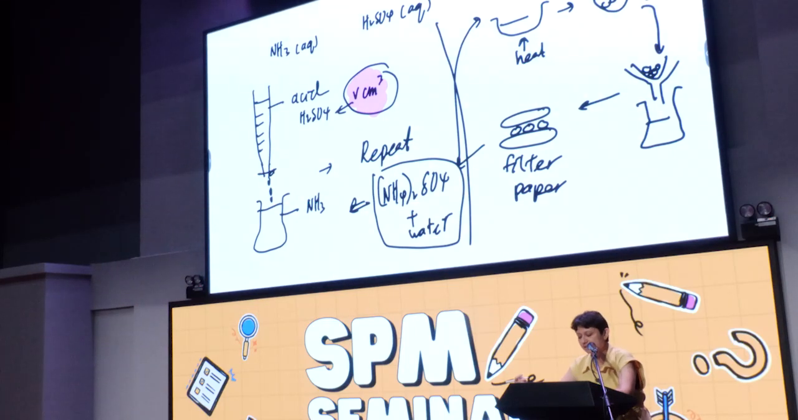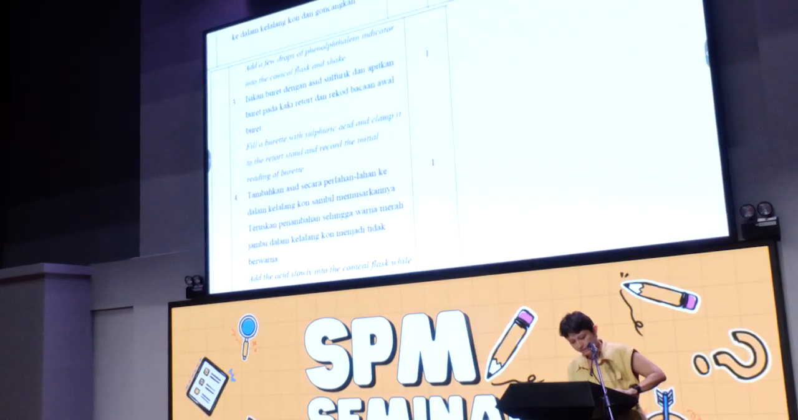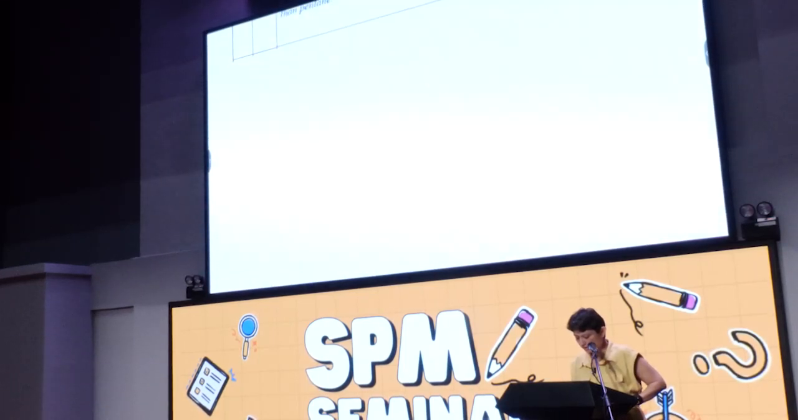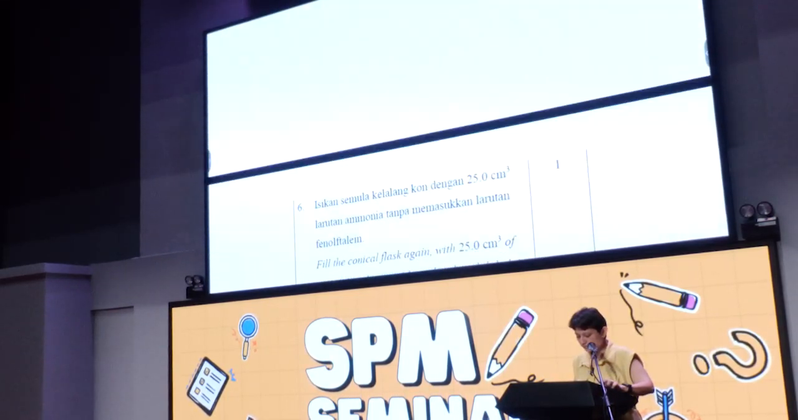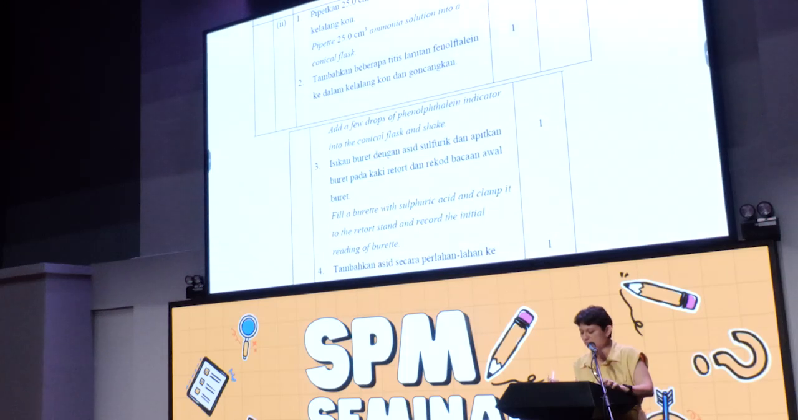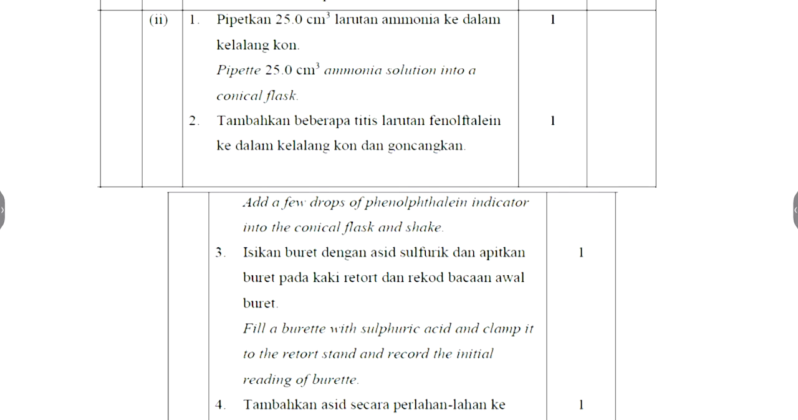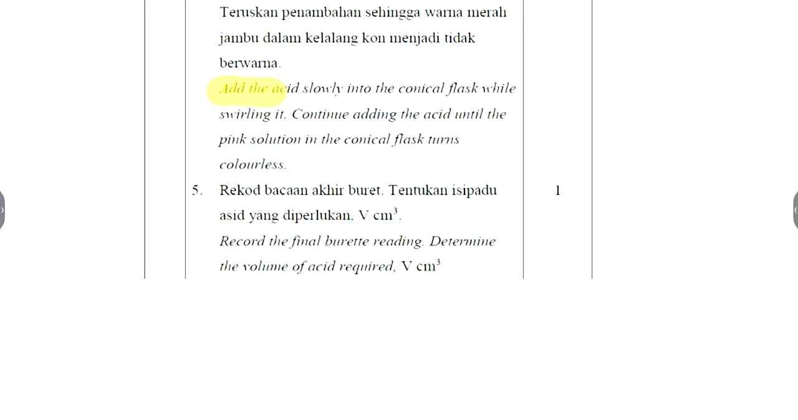Okay? Do you understand? Okay, I'm going to show you an example. Don't need to copy. It will be given to you online later on. Okay? I'm going to show you how they do it. Okay, not here. This is 20. Okay, here. So, you must write full sentences, but again, nobody wants to read your long story. Pipette ammonia. Okay, ammonia you pipette. Then you add phenolphthalein. Okay, then you fill the burette with sulfuric acid. And then you add the acid slowly until it becomes colorless. And then you record the V centimeter cube.